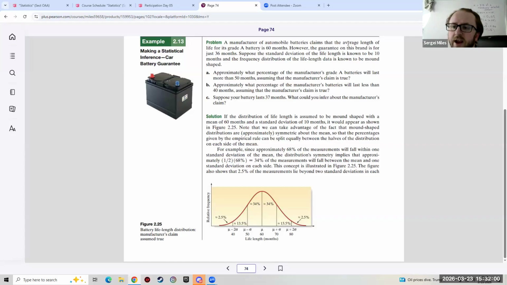All right. Now, for this car battery business, we also are told that they have a battery guarantee on the brand for 36 months.